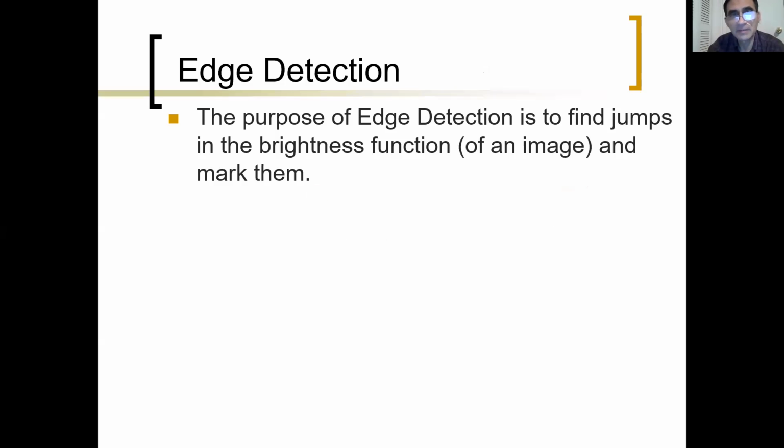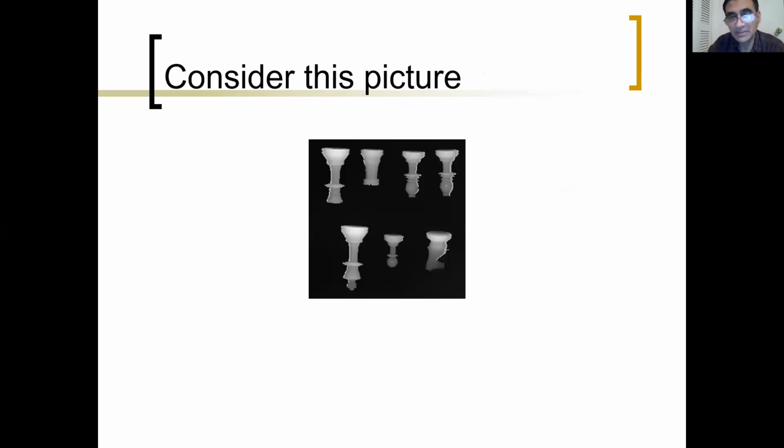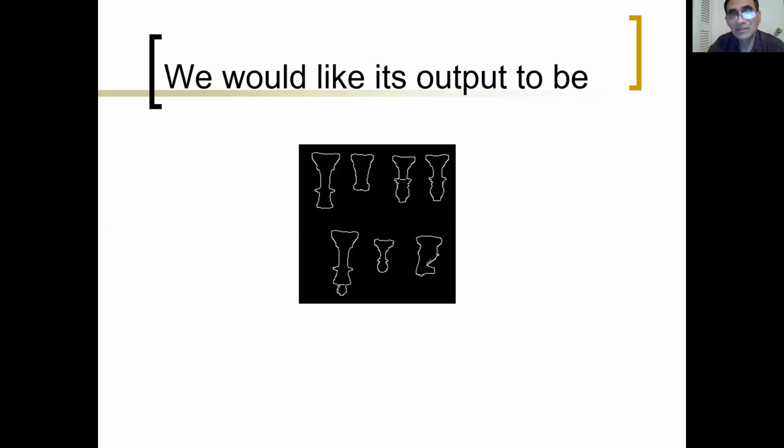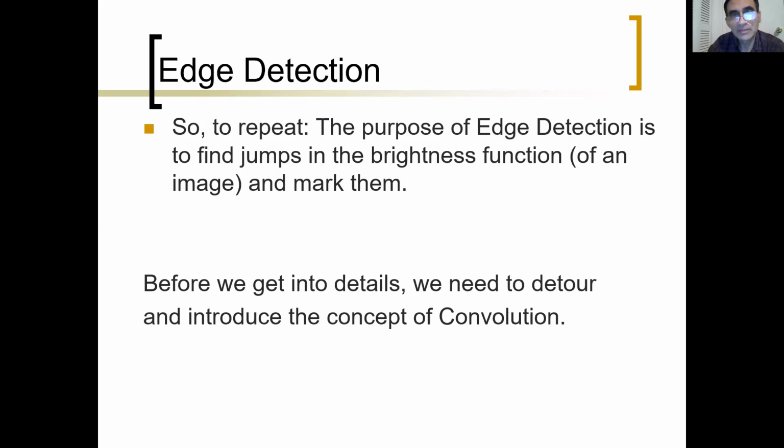Okay, so it says that the purpose of edge detection is to find where brightness jumps occur and then to mark those, right? So for example, if you consider a picture like this, then ultimately we want its output to be like this, okay? That's what you want. So to repeat, the purpose is to find brightness jumps.